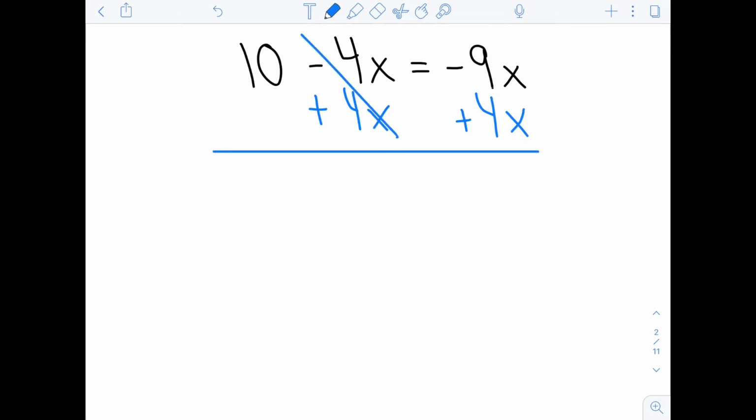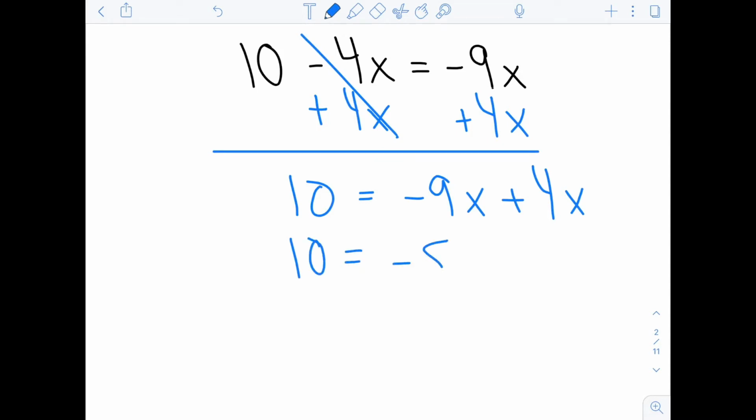So that's going to cancel out, and you're going to be left with 10 equals negative 9x plus 4x. And we know that negative 9x plus 4x is negative 5x. So what we did is put all the variables on one side of the equation. Now we can solve it like a regular one-step equation by dividing by negative 5 on both sides. So you're left with x equals 10 over negative 5, which is negative 2.